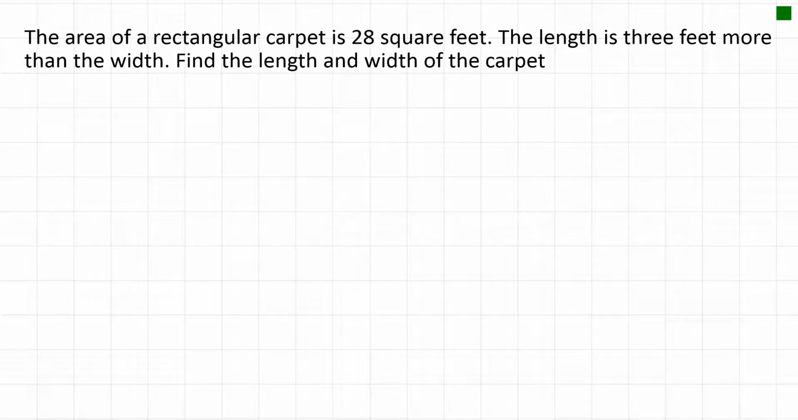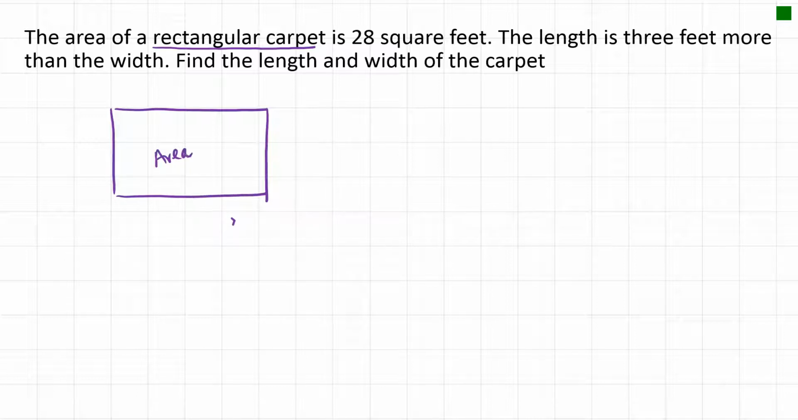So when you're faced with a word problem that has some shapes mentioned, it's best to make a quick diagram. Here's my rectangular carpet, and I know the area is 28 feet squared. So the next sentence says the length is 3 feet more than the width.